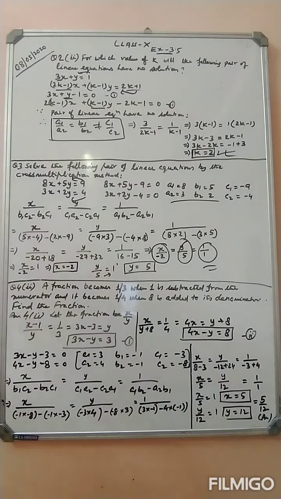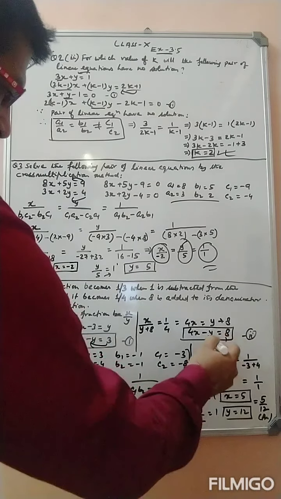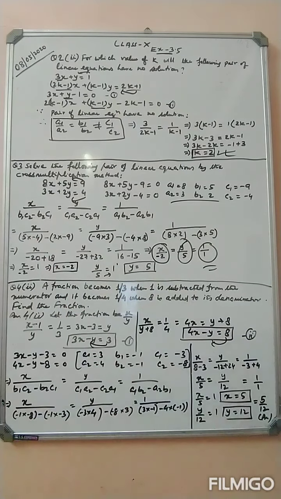Now let us bring it in the standard form. 3x minus y minus 3 equal to 0. Bring the 3 to this side. Similarly, make this also in the standard form: 4x minus y minus 8 equal to 0. So this is the standard form: 3x minus y minus 3 equal to 0 and 4x minus y minus 8 equal to 0. So here a1 is 3, b1 is minus 1 and c1 is minus 3. Similarly a2 is 4, b2 is minus 1 and c2 is minus 8.